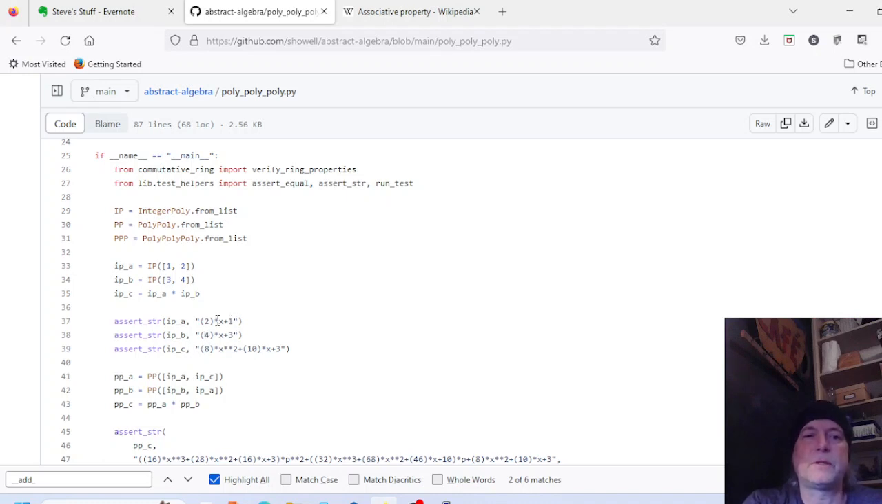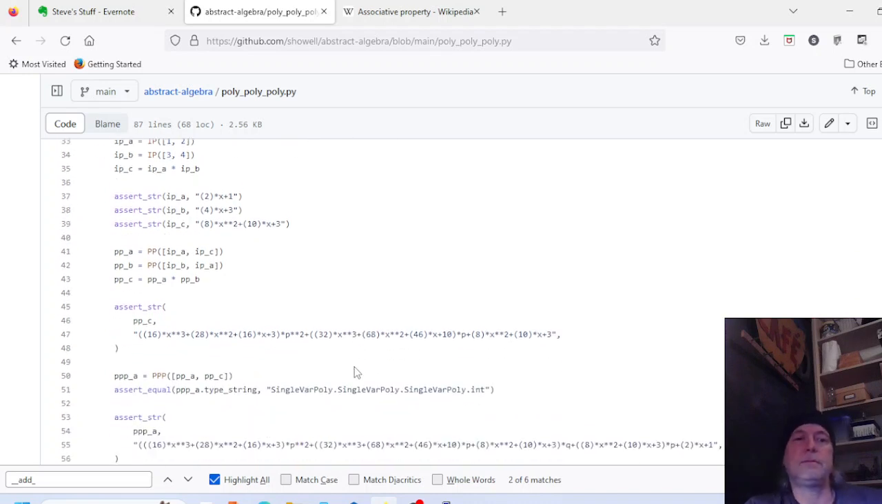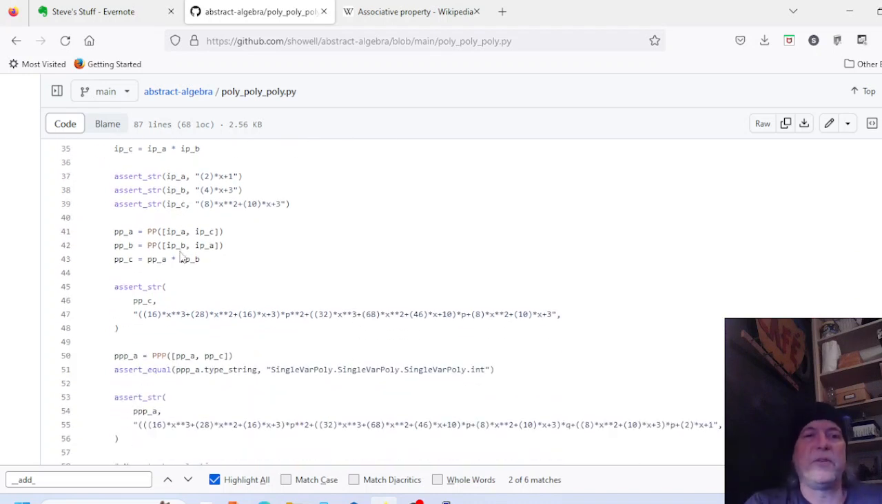So 4 times 1 is 4, 2 times 3 is 6, 4 plus 6 is 10. So that's all pretty simple, but then we start getting more complicated because then we have polynomials of polynomials. And in this case, we're going to set our first polynomial to have the constant coefficient of our integer polynomial a, and then the coefficient of the term with degree 1 is going to be our integer polynomial c.